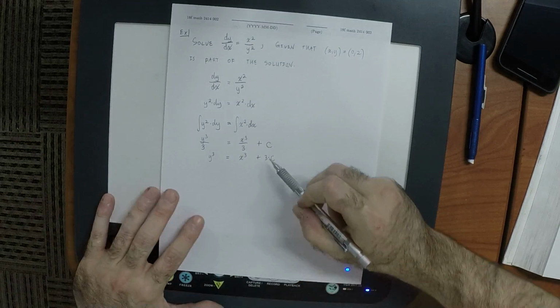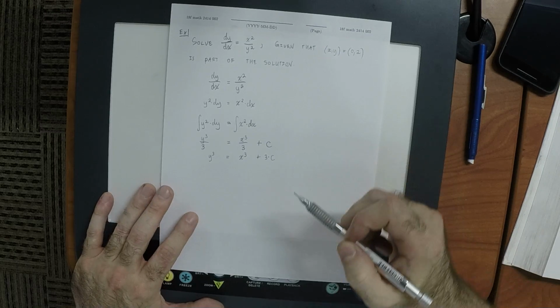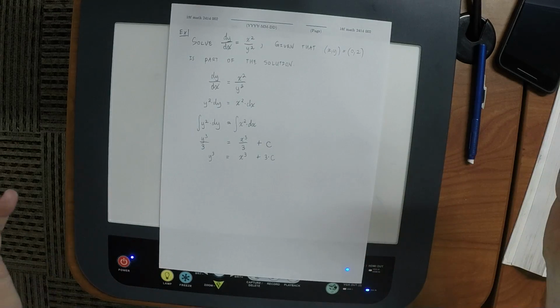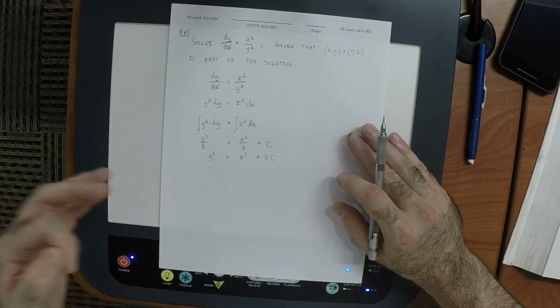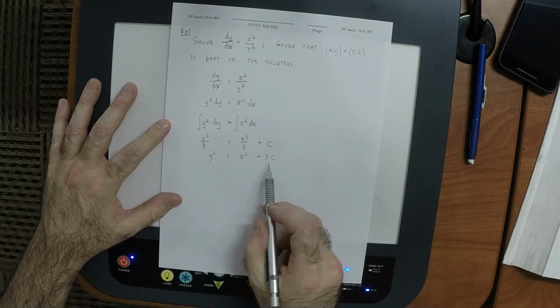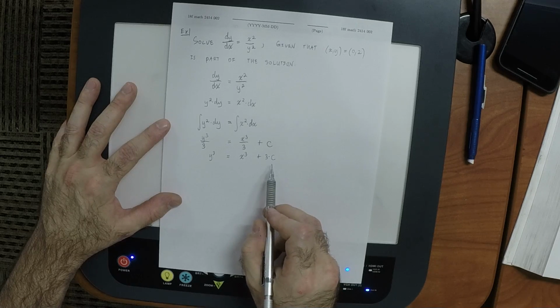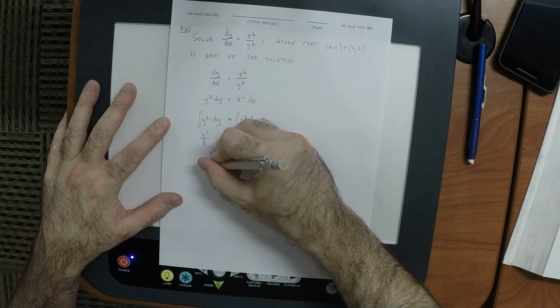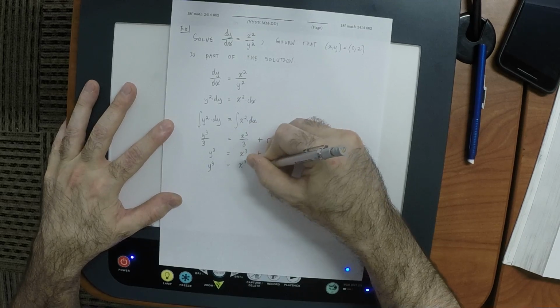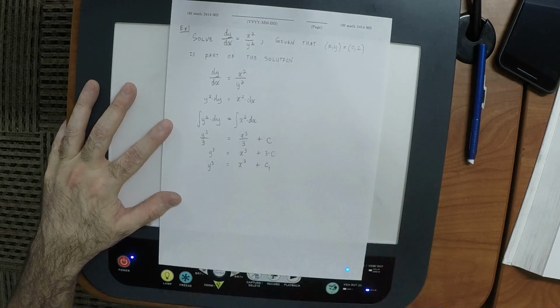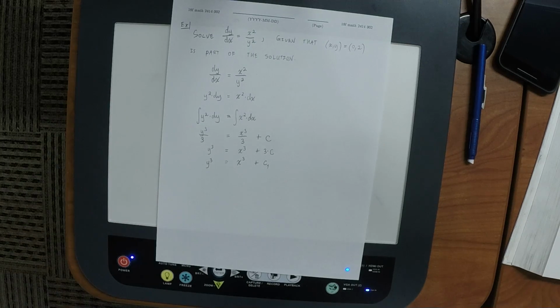Now the thing is that c is, again, an arbitrary constant. And then you multiply an arbitrary constant by 3. It's still arbitrary, right? It can be anything at all. So in a sense, you could just continue writing c, but that's a little bit sloppy. So I'm going to say that this is, how about C1, like that.